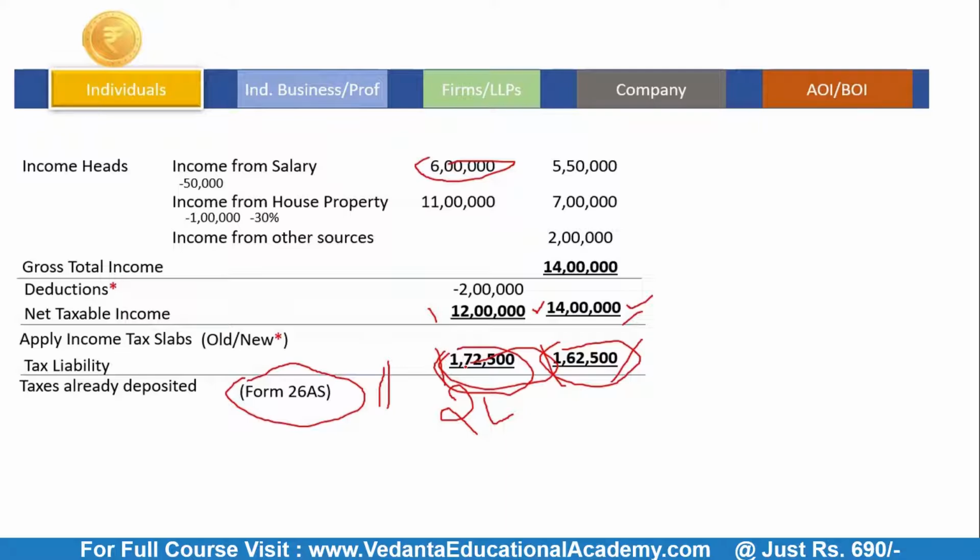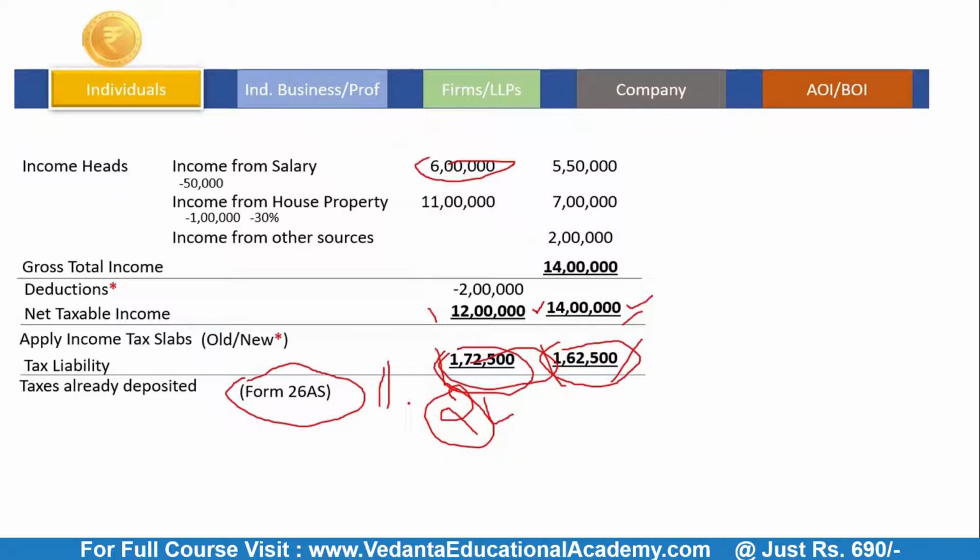If 2 lakhs in taxes are already deposited, the remaining amount will be refunded to this person's bank account within 15 days or 3 months from the date of income tax return filing. So if the tax liability is less than the taxes deposited, then the person will get a refund. But if only 2,000 in taxes was deposited, then you need to pay an additional 1,70,500, that is the remaining liability. So the total tax liability minus total taxes already deposited equals tax payable or tax refundable.